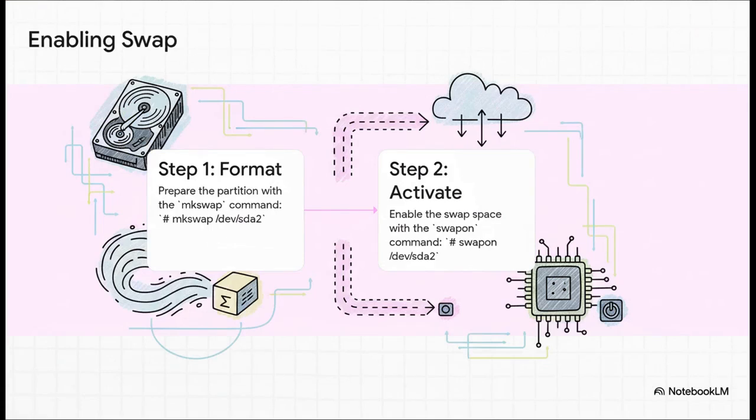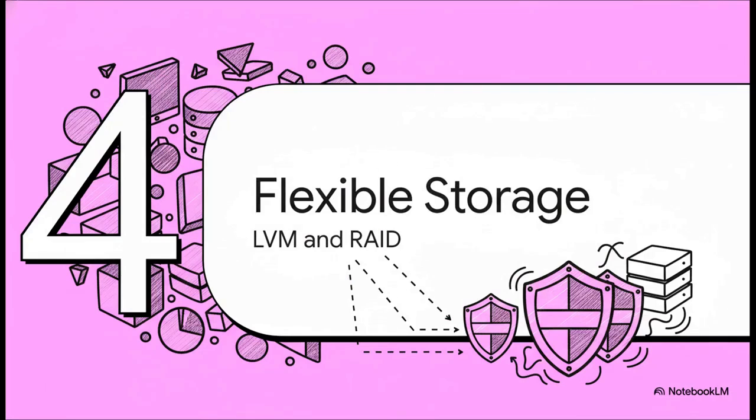And setting up swap is a super simple 2-step process. First, you run the mkswap command on your swap partition. This just prepares it and writes a special signature. Then you run swapon to activate it and tell the system, hey, you can start using the space now. That's it.